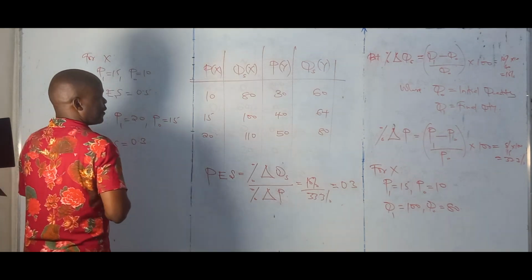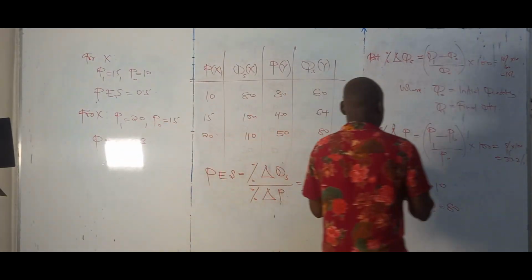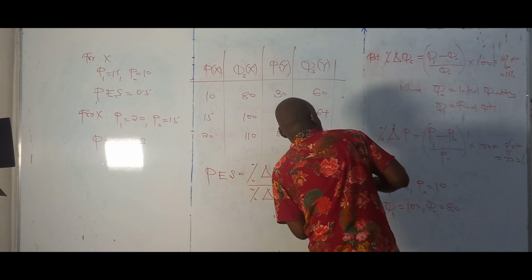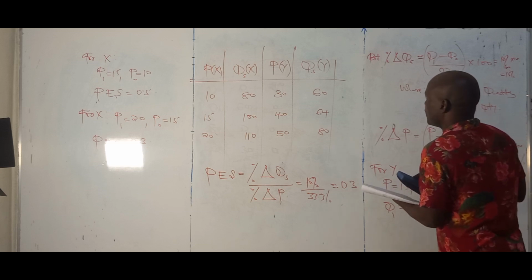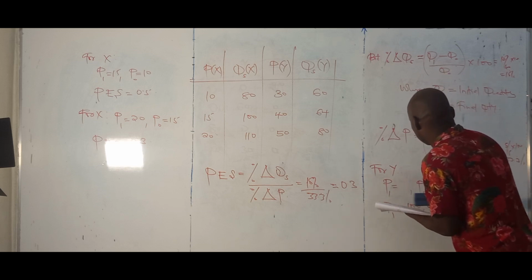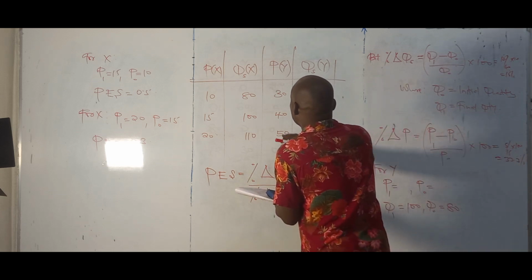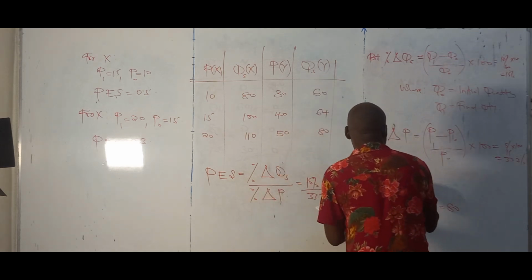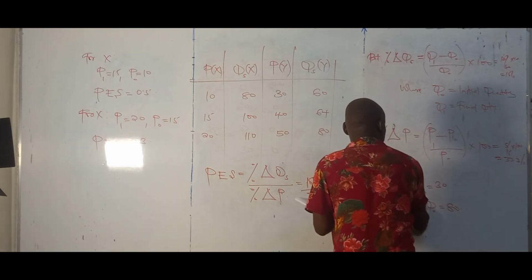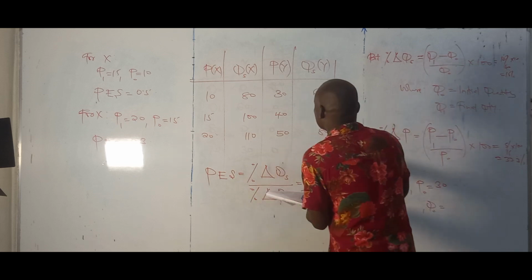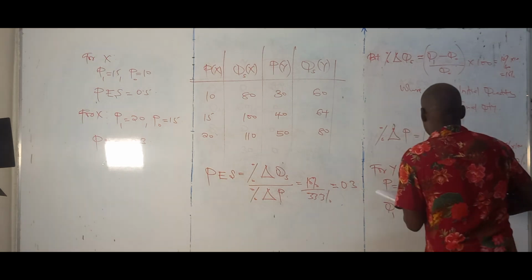Now what to consider for y, because I've taken care of x. So for y, between those price ranges, we define new price ranges. If you consider y, P1 will now be 40 and 30. So 40 here, 30. And then Q1 and Q2 will be 64 and 60.